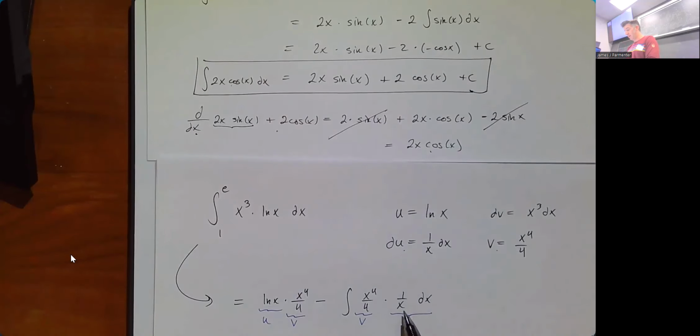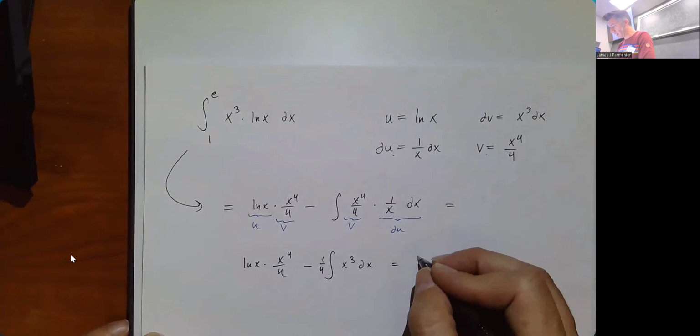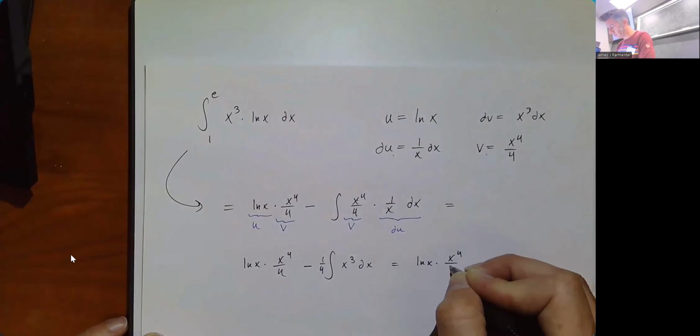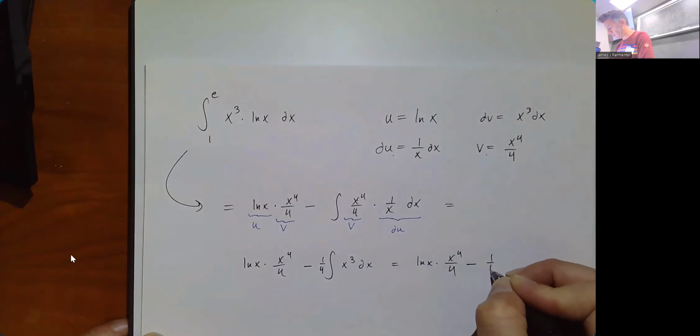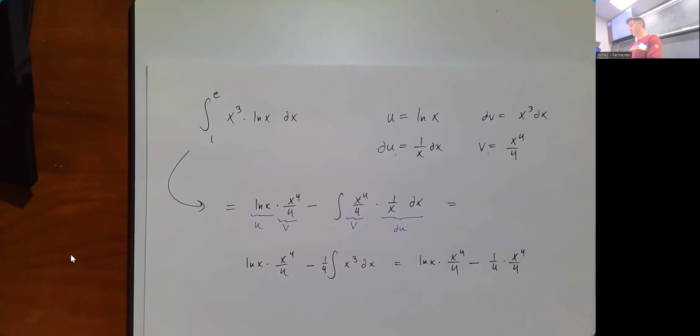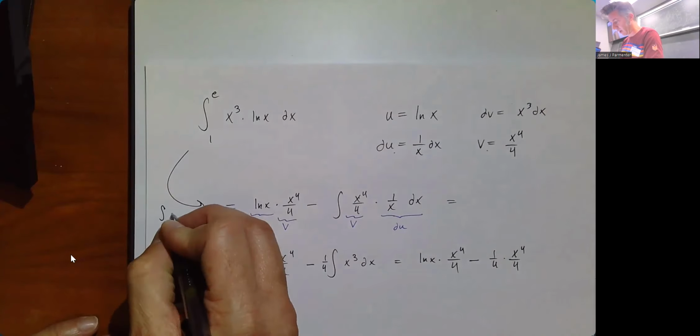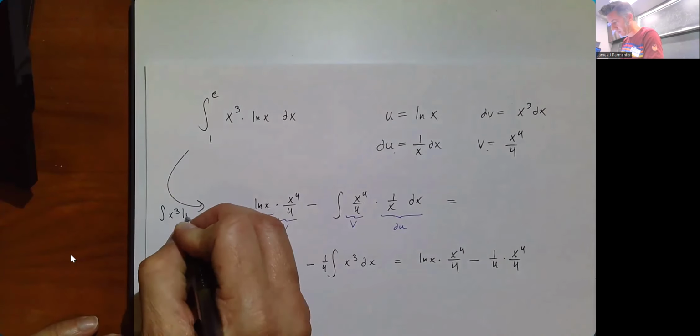The important part here is that you have to simplify this integral. So this is equal to the natural log of x times x to the 4th over 4 minus the integral, bring the 1/4 out, x to the 4th divided by x is x cubed. And now that's something that is not terrible to find the antiderivative of. It's going to be natural log of x times x to the 4th over 4 minus 1/4 times x to the 4th over 4. And what I should have said here, because I kind of ignored the fact that it was a definite integral, is that I'm just finding the indefinite integral right now, the integral of x cubed natural log of x dx.